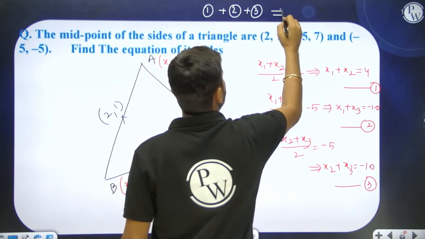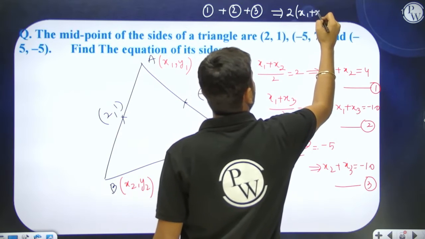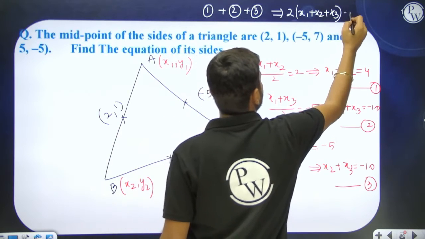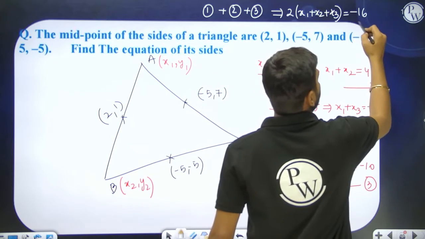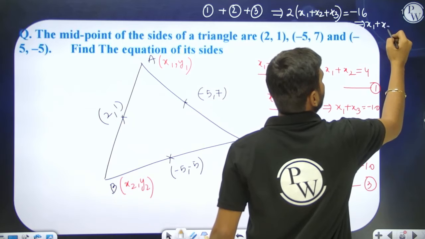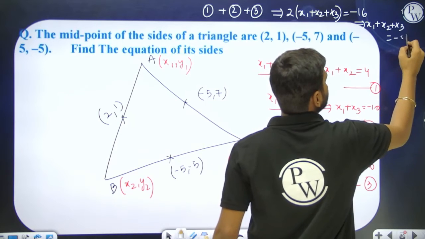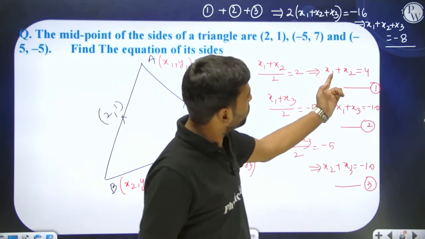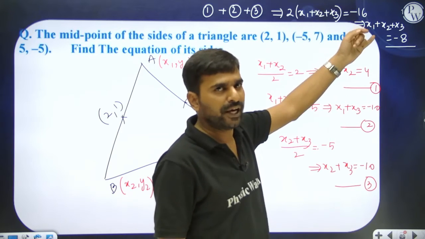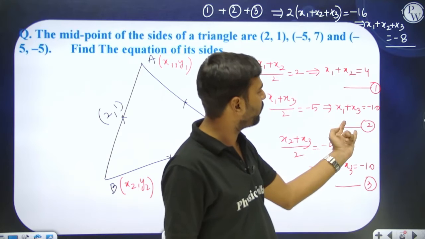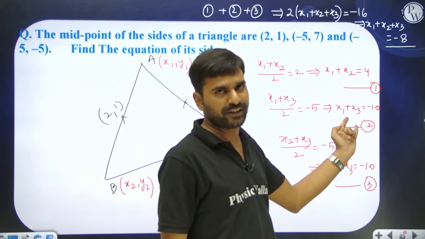Now, if you add 1 plus 2 plus 3, you can say that twice of x1 plus x2 plus x3 is going to be equal to what? Minus 16. So that means x1 plus x2 plus x3 is going to be equal to minus 8 only. Now, if you put x1 plus x2 equal to 4 over here, you will get the value of x3 as minus 12. If you have got the value of x3 as minus 12, you will put over here and you will get the value of x1 equal to 2.